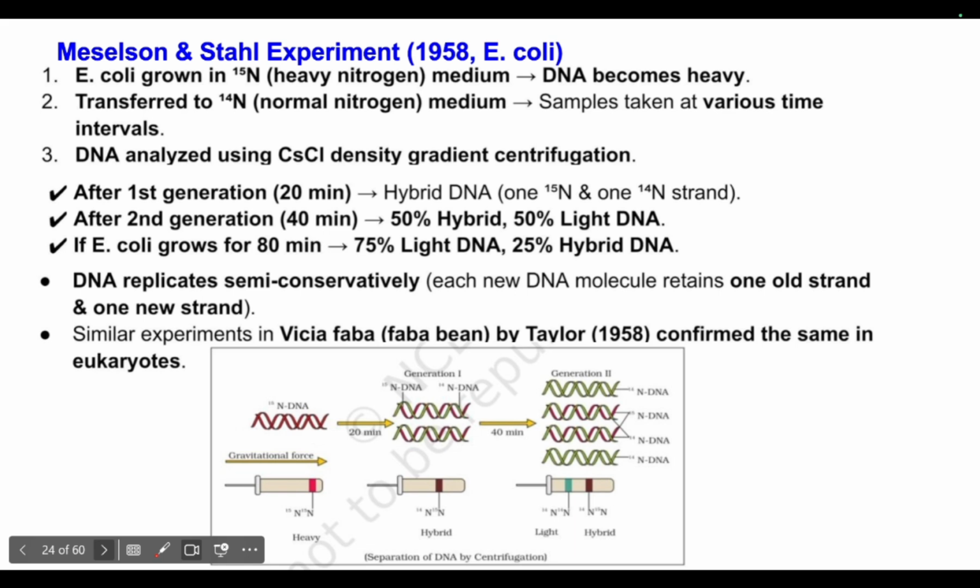Then in the first generation, that is after 20 minutes, you get 2 DNA. One DNA becomes 2 DNA, and both are hybrid, meaning one strand is N15 and another strand is N14. Then in the second generation, after 40 minutes, these two DNA become 4 DNA: two hybrid DNA and two light chain DNA, because N14 will synthesize a new N14 strand, and N15 will also synthesize an N14 strand. In the third generation, 4 DNA will become 8 DNA, and out of these 8, 2 will be hybrid and 6 will be light chain.